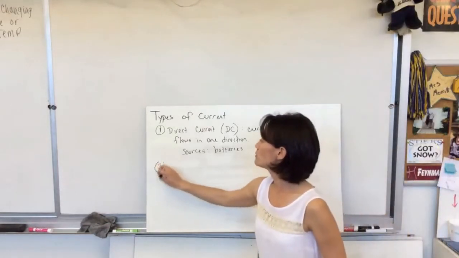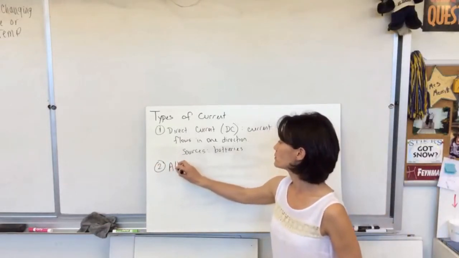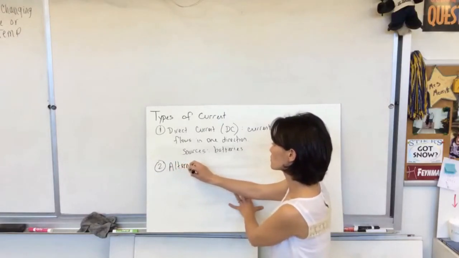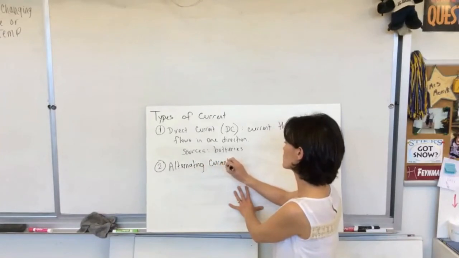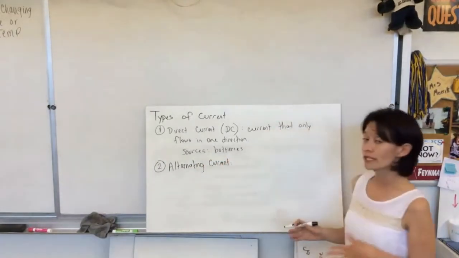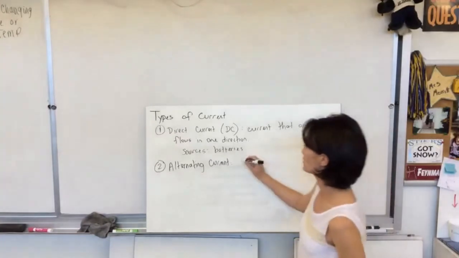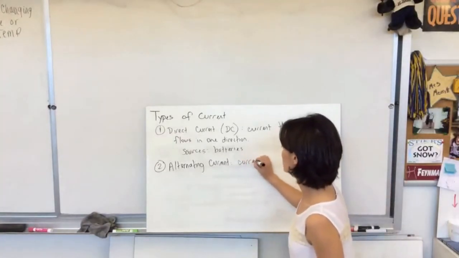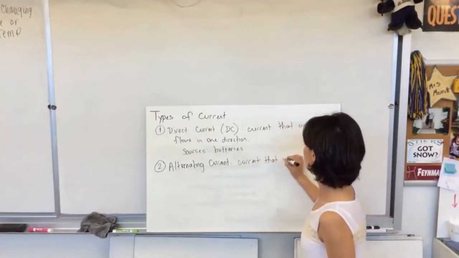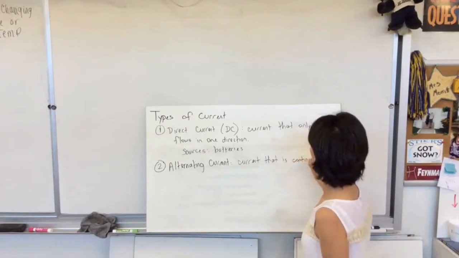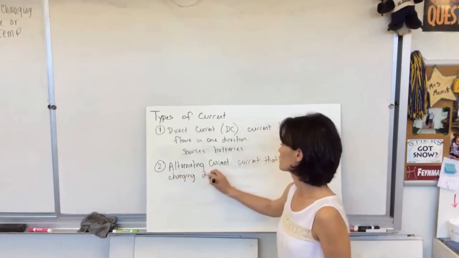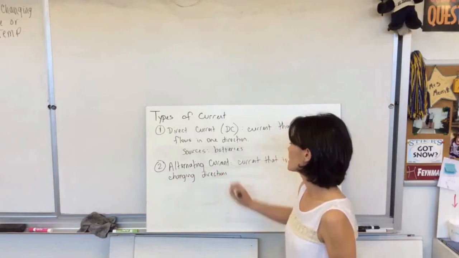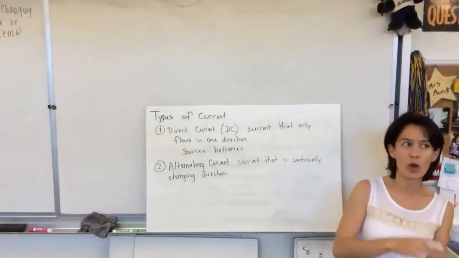And then the second one is alternating current. And so this is going to be current that is continually changing directions. It's almost kind of like the collision is swaying back and forth.